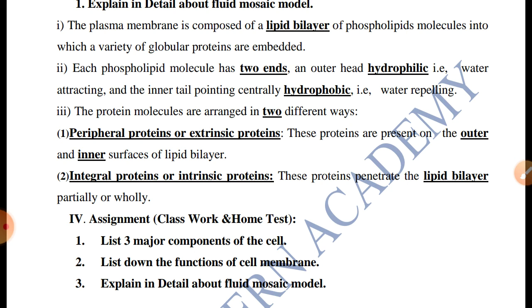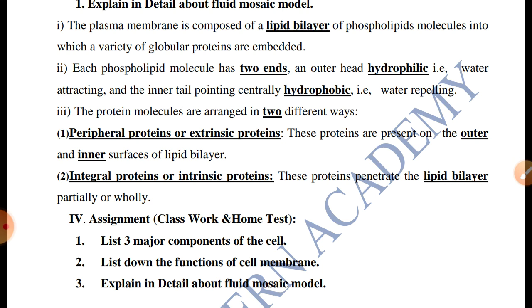called hydrophobic. The protein molecules are arranged in two different ways. One is extrinsic proteins. These proteins are present on the outer and inner surface of lipid bilayer. Another one, intrinsic proteins. These proteins penetrate the lipid bilayer partially or wholly. Partial means half, whole means full. Next, these are the three questions for classwork and also home test. So learn well and write.